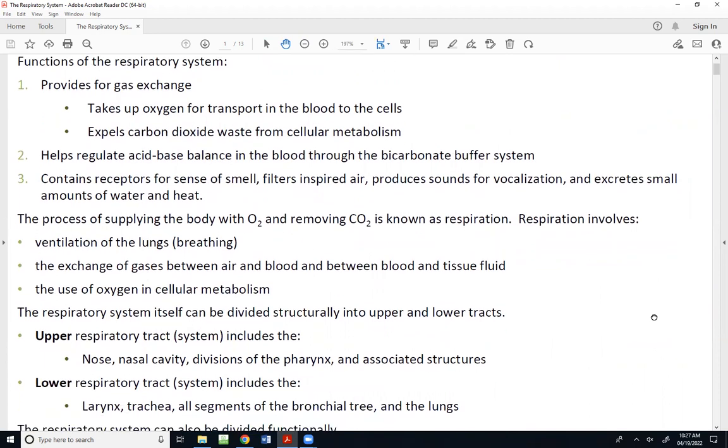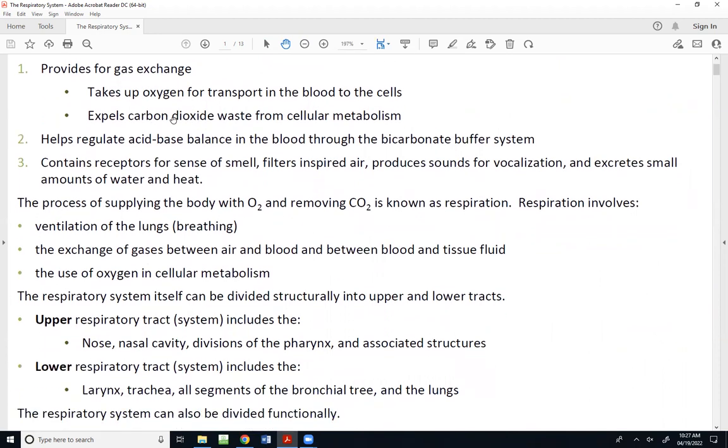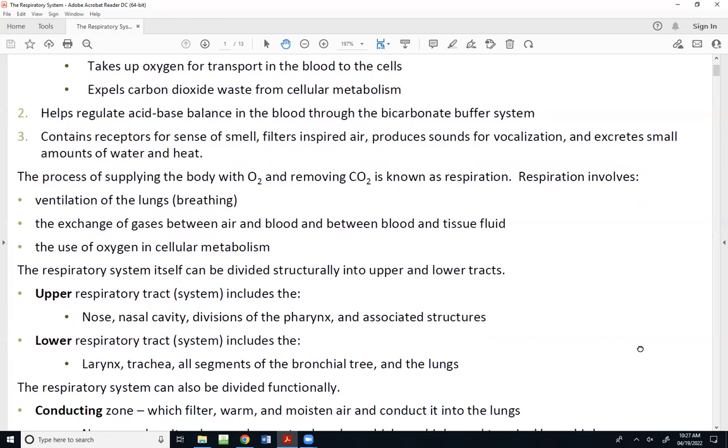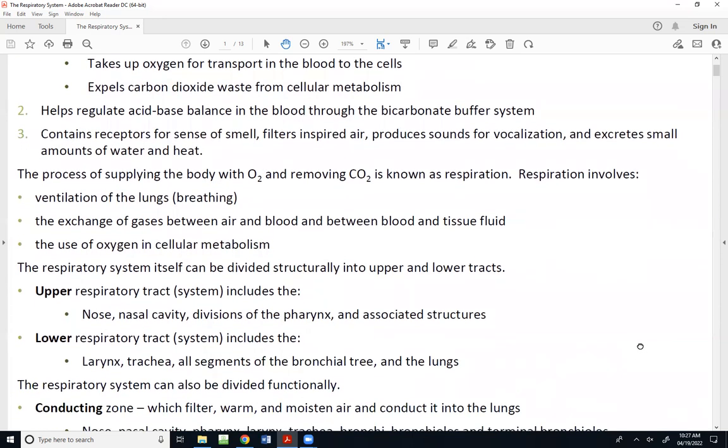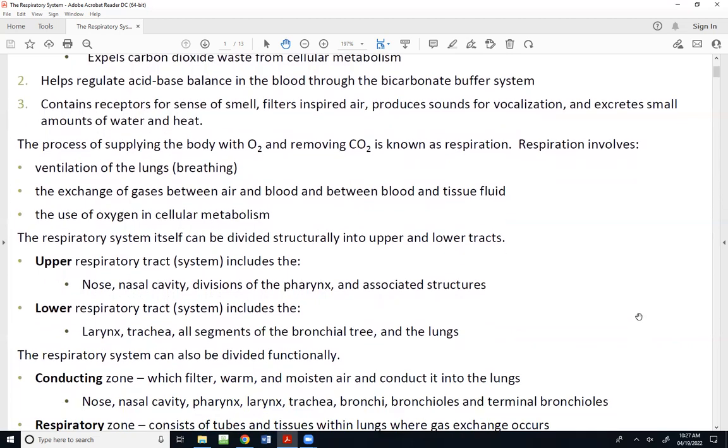Okay. And the removal of carbon dioxide actually allows us to regulate our acid-base balance, and that's through what we call the bicarbonate buffer system, which is stuff I'll get into in physiology, not so much in this class. But if you were to not expel your carbon dioxide, your CO2, it can combine with water and become an acid, which is going to really throw a kink in a lot of systems that could be very detrimental to your health. So that's an important function.